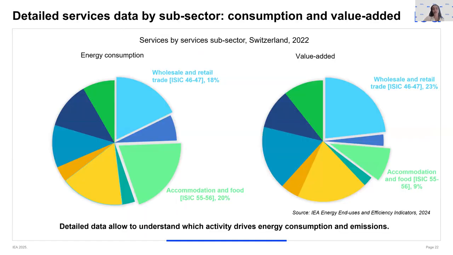But the weight of each subsector in energy terms might not relate to its output expressed with value added. For instance, accommodation and food services account for 9% of value added, and wholesale and retail trade accounts for 23%. So the energy efficiency indicator here, energy consumption divided by value added, shows that wholesale and retail have a significantly lower intensity than accommodation and food services, because the ratio of energy consumption per value added is smaller. This means that wholesale and retail trade generate more economic value per unit of energy consumed, so they are more energy efficient.